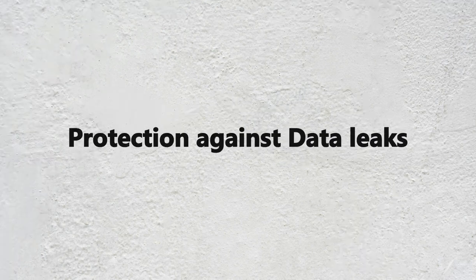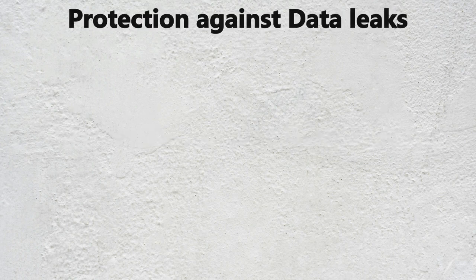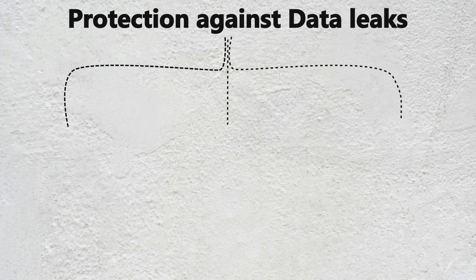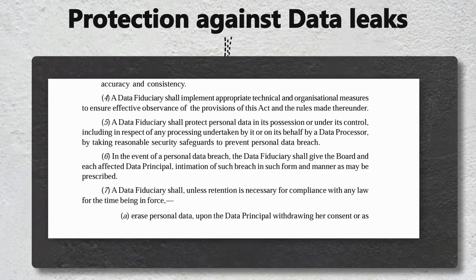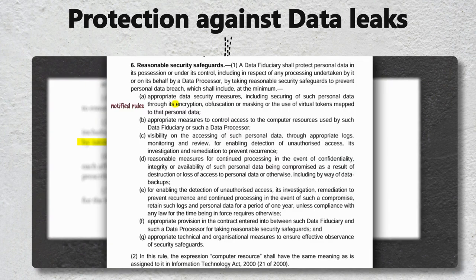Now let's see provisions to provide protection against data leak. There are various ways to ensure this, which can be summed up into 3 broad categories. Number 1, security safeguard. Number 2, personal data breach notification. And number 3, right to be forgotten. Under security safeguards, a company needs to implement reasonable measures such as encryption, access control, and audit logs. They are also required to tokenize the personal data.